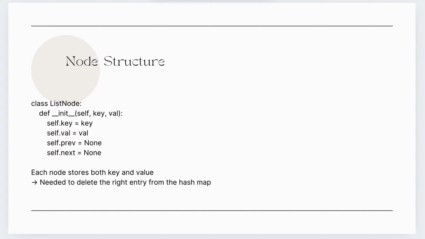Our linked list nodes are slightly richer. They store both the key and value. Why store the key in the node? Because when we remove a node from the list, we also need to delete the corresponding key from the hash map. Each node has key, value, prev, next. This structure is the glue between the hash map and the linked list.